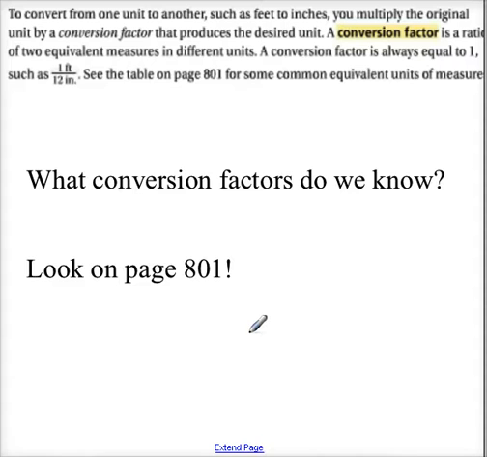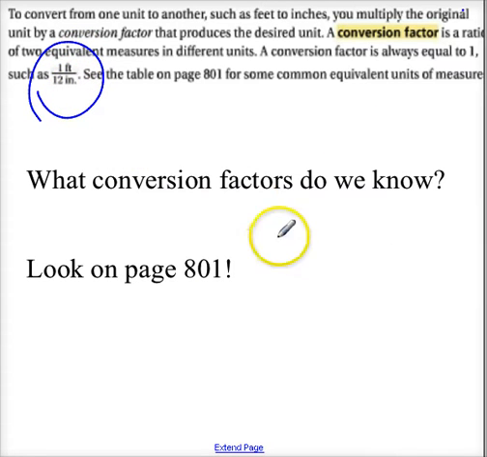All right, conversion factors. We can convert from one unit to another, such as feet to inches or miles to kilometers. But to do that, we multiply the original unit by a conversion factor. Conversion factors are ratios of 2 equivalent measures, but they're in different units. For example, 1 foot to 12 inches. They equal the same thing, but they are just in different units. So that's a conversion factor.